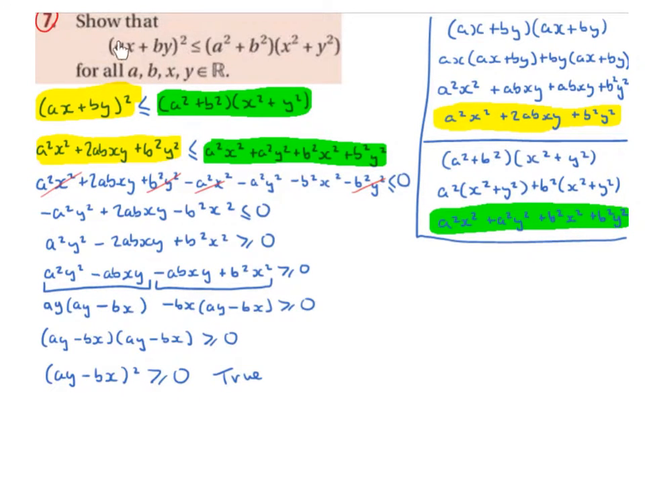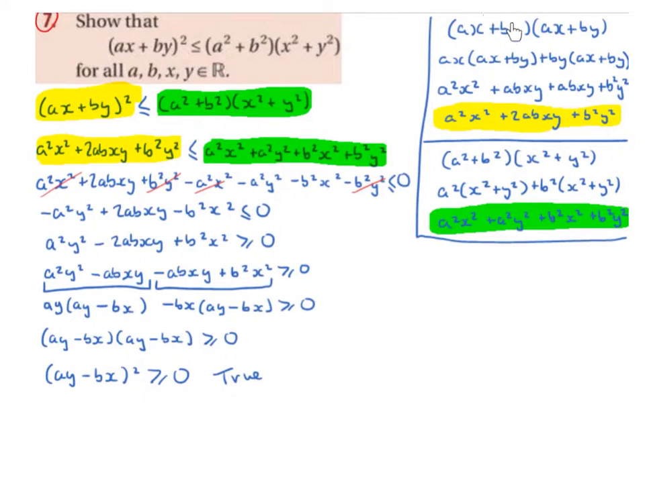Show that (ax + by)² is less than or equal to (a² + b²)(x² + y²) for all a, b, x and y values that are elements of the real number set. So I'm going to start with (ax + by)². I'm going to work it out over here separately.